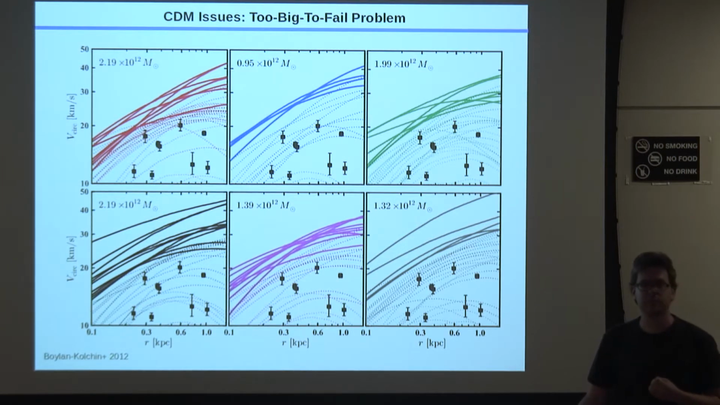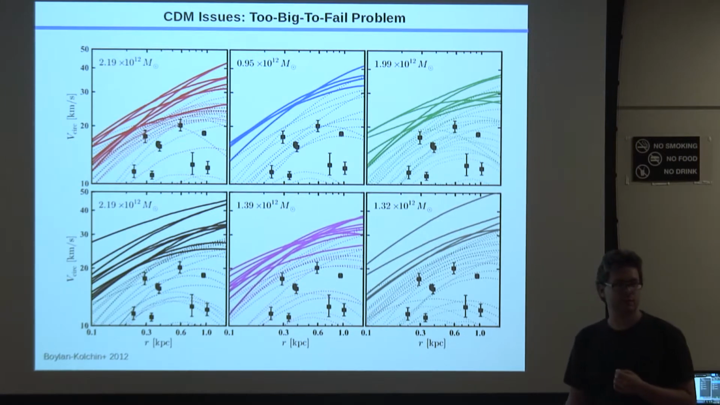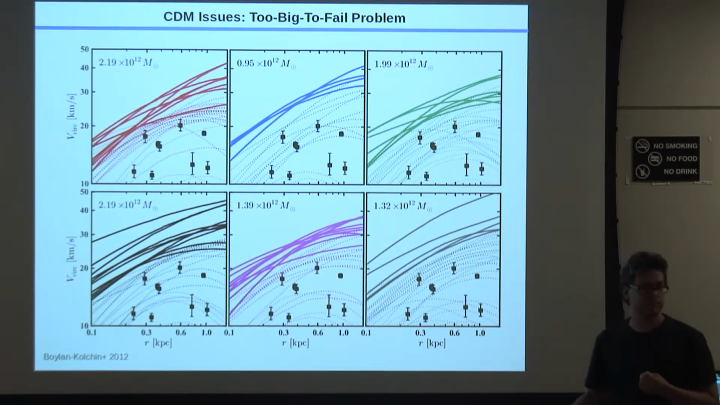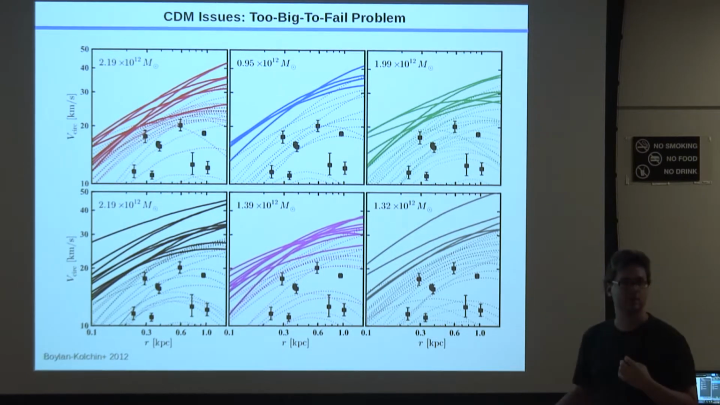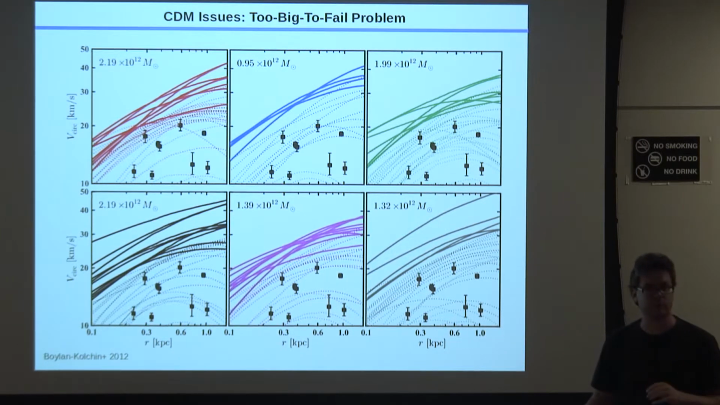So this is different from the missing satellite problem. This is a more structural problem, because it tells you that in these simulations, it seems that the halos are too dense. So within a given radius, they have too much mass, because that is what brings up these curves. If you would reduce the mass from these halos or subhalos, you would bring down the curves, and you would get better agreement with the data.